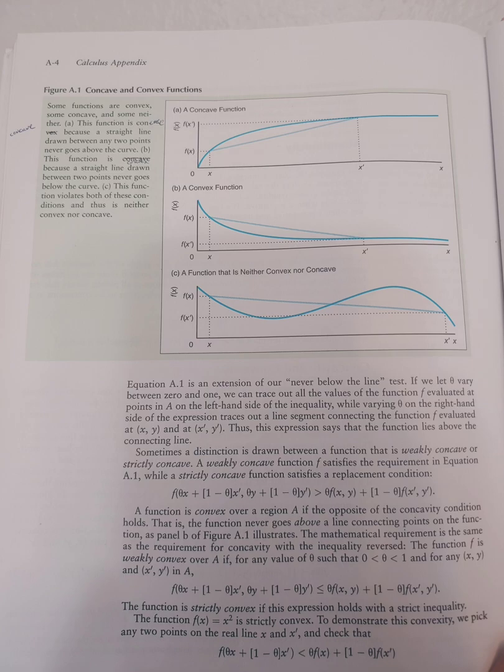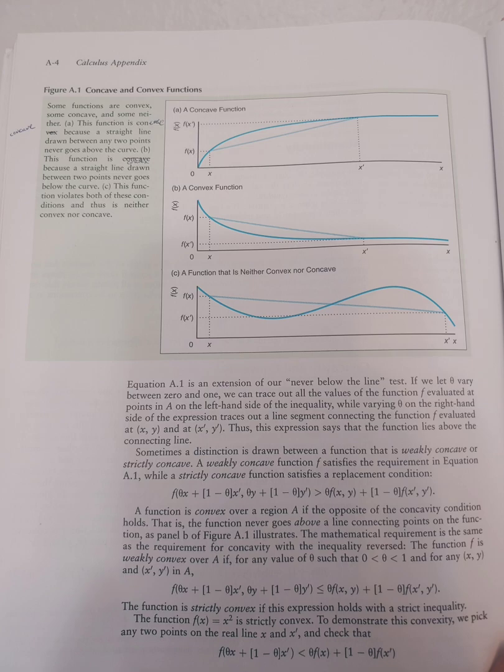[1 minus theta] times (x prime) squared, or theta squared times x squared plus [1 minus theta] squared (x prime) squared plus 2 theta [1 minus theta] x times x prime is less than theta x squared plus [1 minus theta] (x prime) squared.